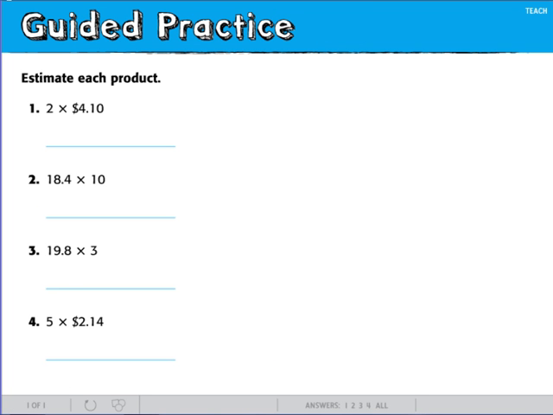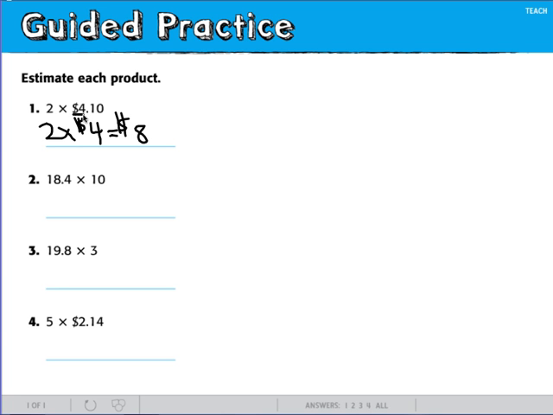Okay, so our guided practice, the first 4 problems I'm going to do with you. After we do these 4 problems, you will be on your own, working to number 19. We're estimating each product. So I'm going to go 2 times what? $4. 2 times $4, which equals $8.